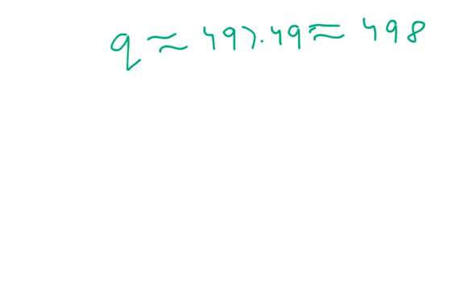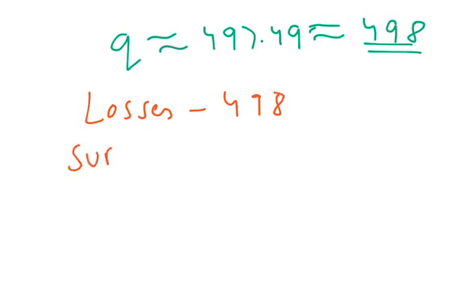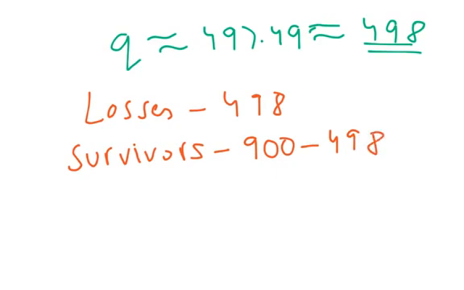So 498 is the number of soldiers killed in the battle. So the losses are 498 and survivors of Q army are 900 minus 498, which is 402. So this is Lanchester's square law. This is how we understand the dynamics of a battlefield using a simple system of differential equations.